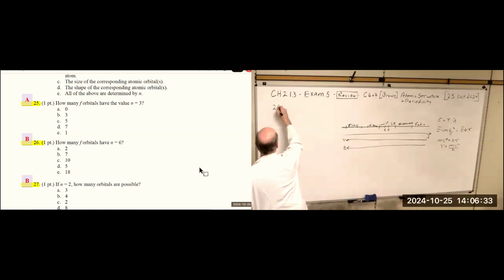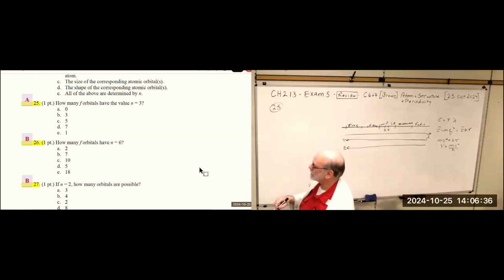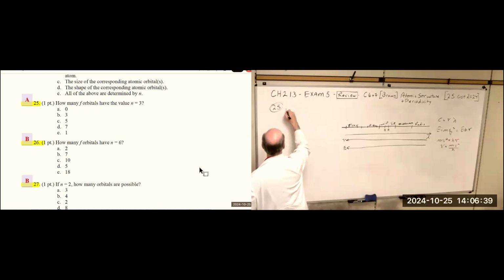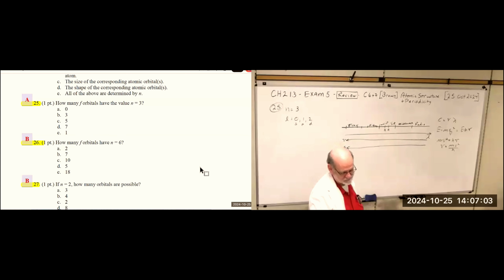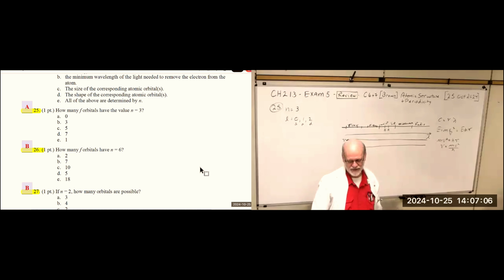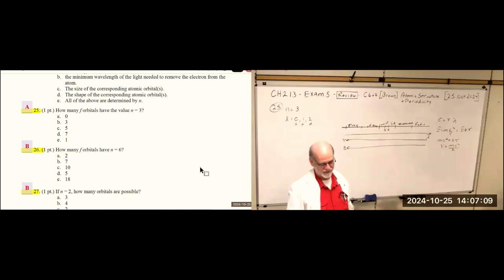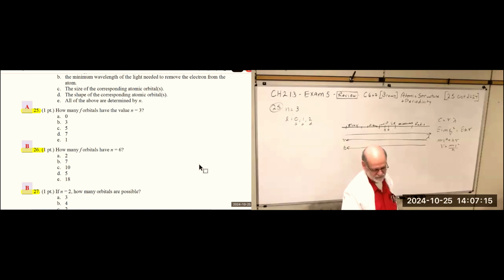25. How many F orbitals have the value n equals 3? Okay, n equals 3. Principal quantum number. The angular momentum quantum number, then, could be either 0, 1, or 2. So it's S, P, D. There are no Fs. So the answer is 0. You don't have any F orbitals with n equals 3. n has to equal 4 before you get into Fs. Kind of a trick question.